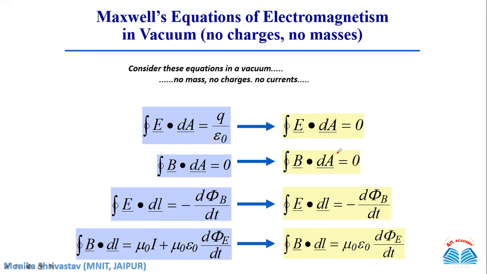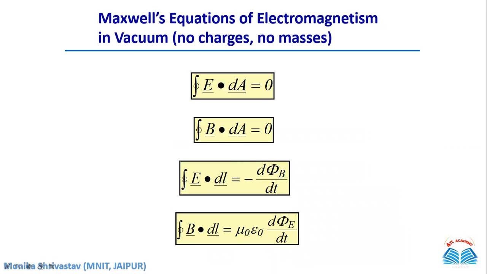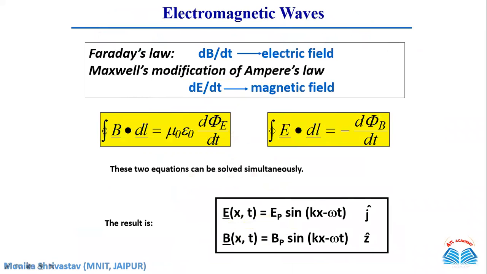Second one is the same. Third one is also the same. No term of charge. The fourth one will also convert into this one because if there is no charge, there is no current. So the mu naught I term will also vanish. Okay. So these are the four equations in vacuum. Always remember these four equations. Moving ahead. So these were our four equations in vacuum. We have seen this one now.